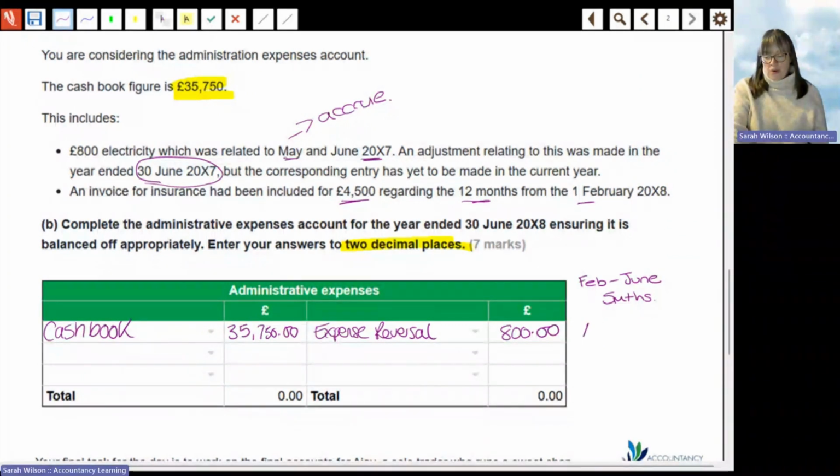So to work that out, we're going to want to prepay 7 months. So we'll divide it by 12 and times it by 7, which gives us a figure of £2,625. And that's our prepaid expenses.